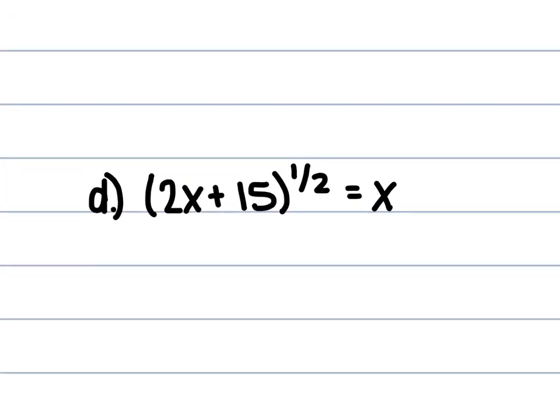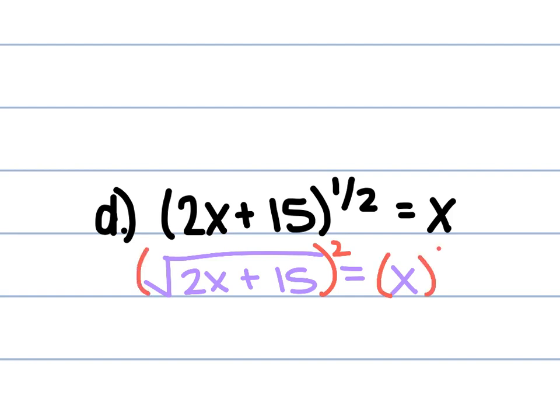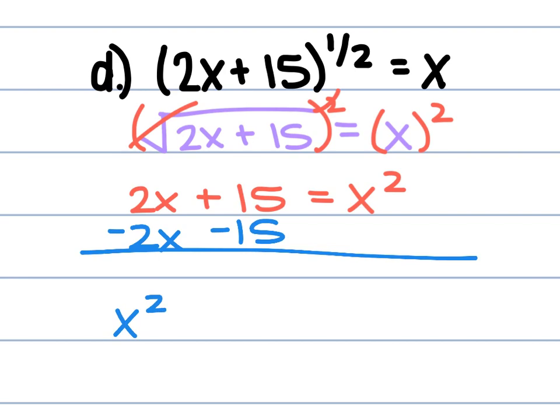For D, we have 2x plus 15 raised to the 1/2 power is equal to x. So we're going to rewrite this as the square root of 2x plus 15 is equal to x. We're going to square both sides, get rid of that radical. So we have 2x plus 15 is equal to x squared. We're going to move everything over with that x squared, so we would subtract the 2x, we would subtract the 15, and we're left with x squared minus 2x minus 15 is equal to 0.